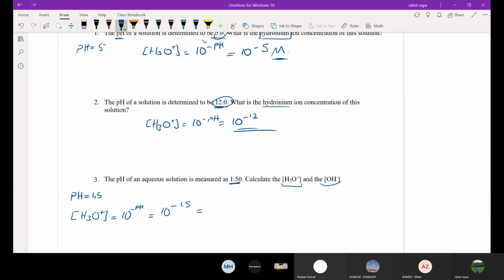But you shouldn't leave this 1.5 like this. Why? Because we don't have decimals as powers. We have to convert it in a way to straighten this power.